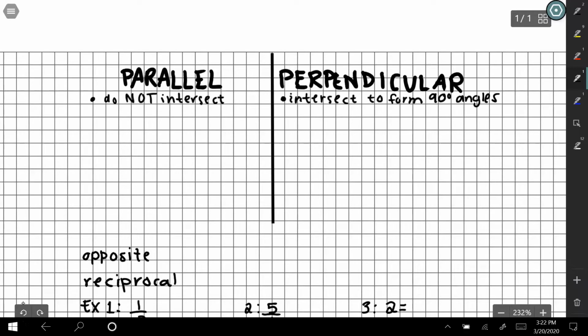Alright, so notation. The shorthand or the notation for a parallel line is these two vertical bars. So when you see that, it means parallel. For perpendicular, we have this upside down T, so that means perpendicular.